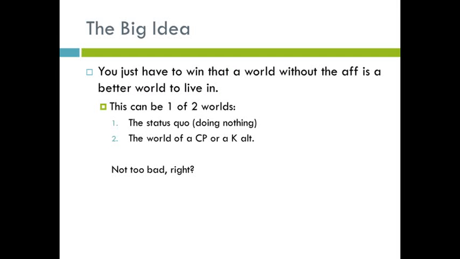First is the big idea. So, you have to win that a world without the AF is a better world to live in, okay? So, the world without the AF could be one of 2 worlds. The first is the status quo, doing nothing. That would be the world of a DA in the 2NR. Or 2, the world of a counterplan or a K alternative. Not too bad, right? You just have to prove that the AF is a bad idea, aka there's a better world than the world with the AF.